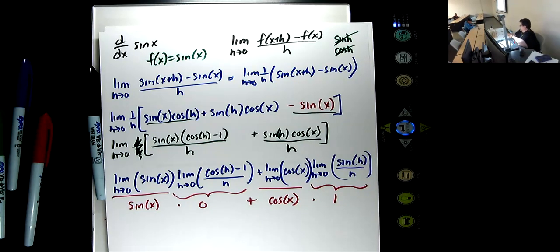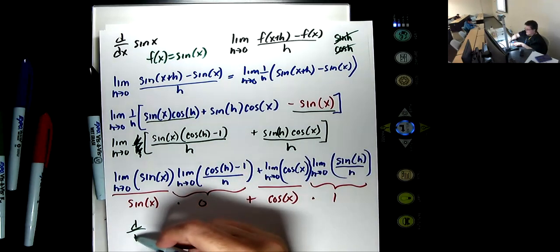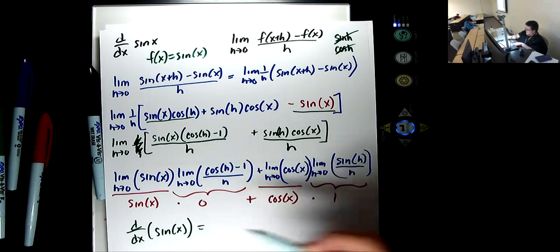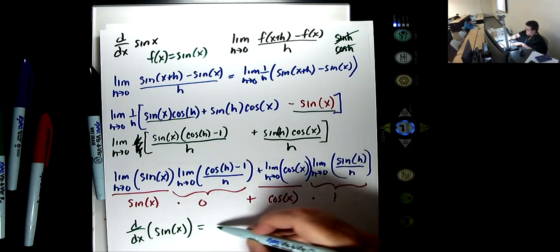That was, I don't know, 1.2, 1.3. It's been a while. So d/dx of sine x equals, all I have left is cosine x times 1.